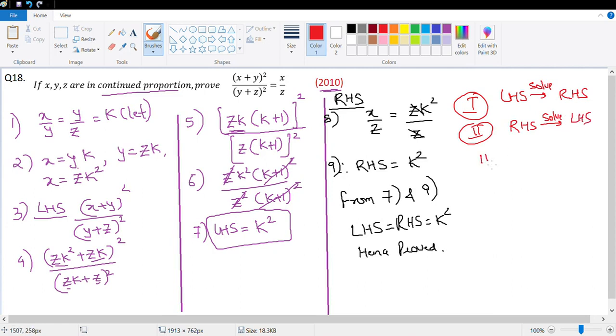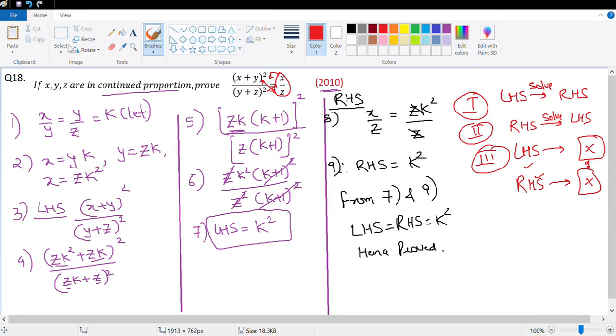Third method is to work with left hand side and make it equal to, let's say, a number x, then work with right hand side and make it equal to the same number x. Both of them are equal, that's why left hand side and right hand side are equal. Any operation which involves cross multiplying or taking one element to the other side for proving left hand side equal to right hand side is not allowed as per the council.